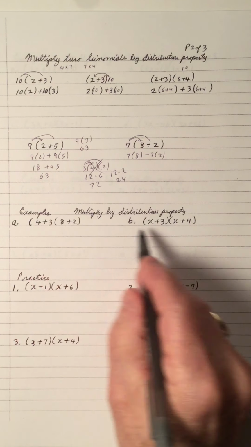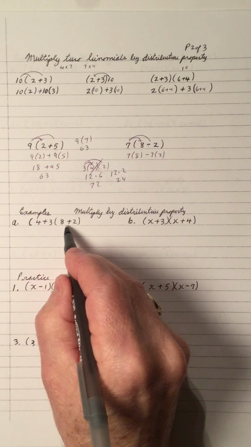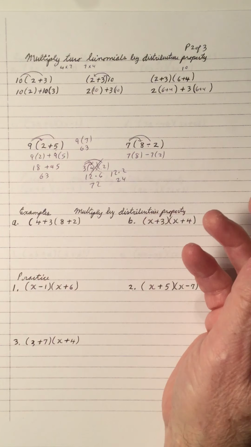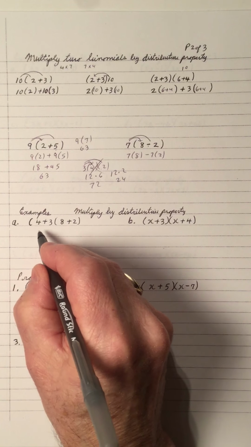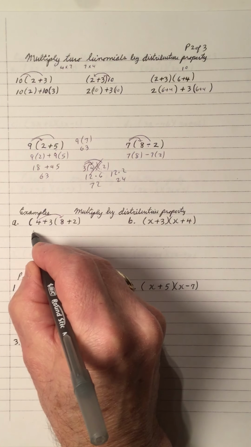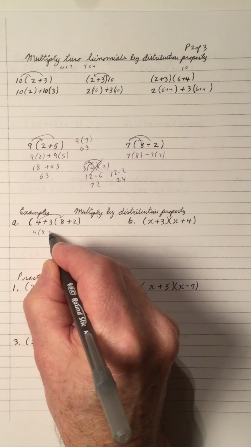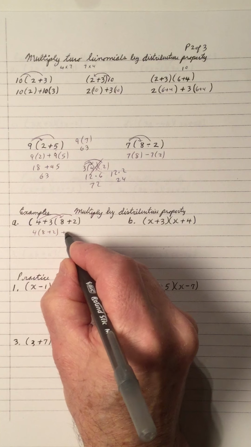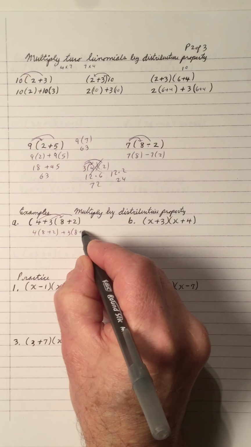Let's do some examples. Now, again, you would call that a 7 and 10 and multiply to get 70. But we're doing the distributive property. So 4 is being distributed into both of these: 4 times 8 plus 2, and 3 times 8 plus 2.